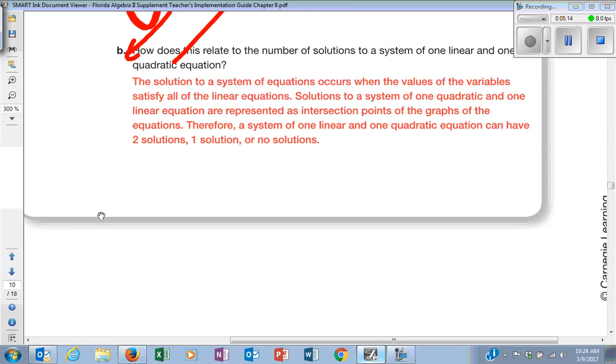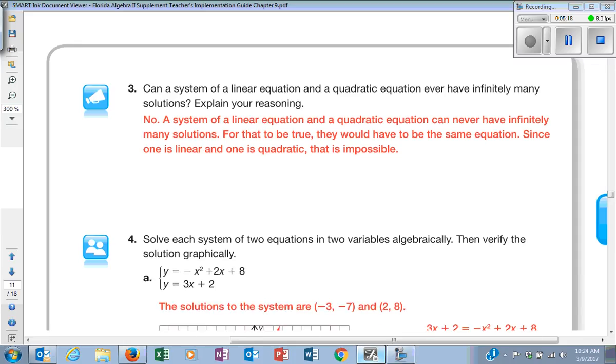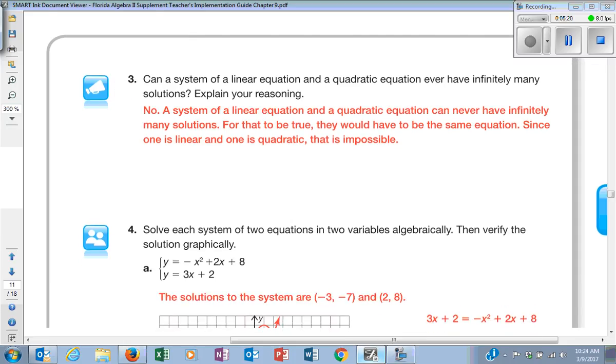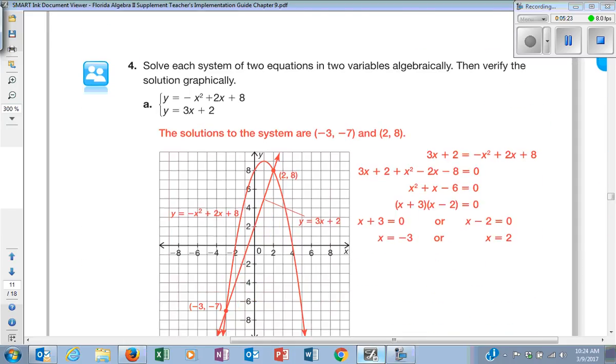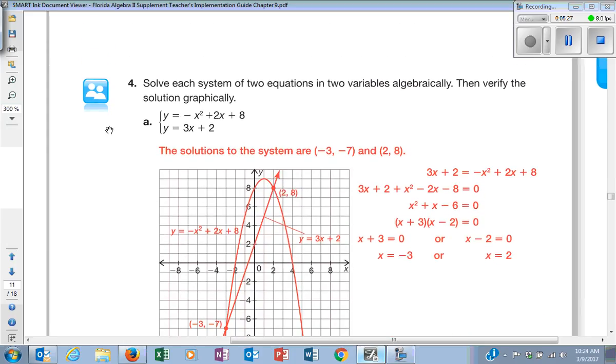You can read through some of these things, we just talked about it. This is the one we just answered. Because I'm such a smart teacher, I already answered questions, but do it. Solving each system with two equations algebraically, then verify. So they want you to solve this algebraically, which means you're just going to plug in.